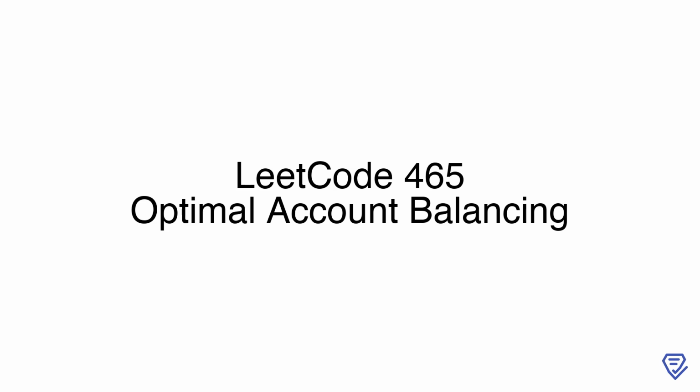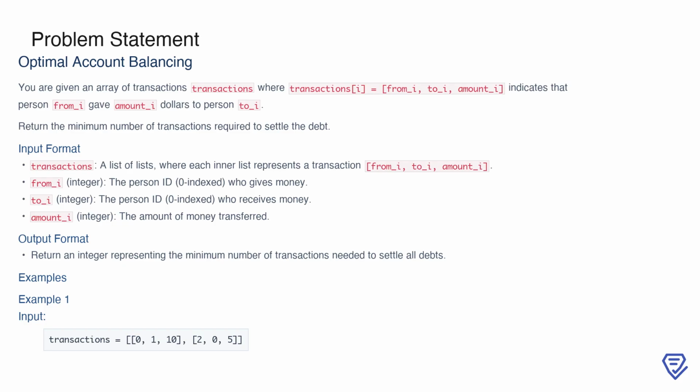Welcome to this discussion on LeetCode problem number 465, Optimal Account Balancing. In this problem, we will explore how to minimize transactions to settle debts among individuals efficiently. We'll break down the problem, analyze different approaches, and understand how to apply key concepts to solve it effectively. Let's get started. The problem we're solving is called optimal account balancing.